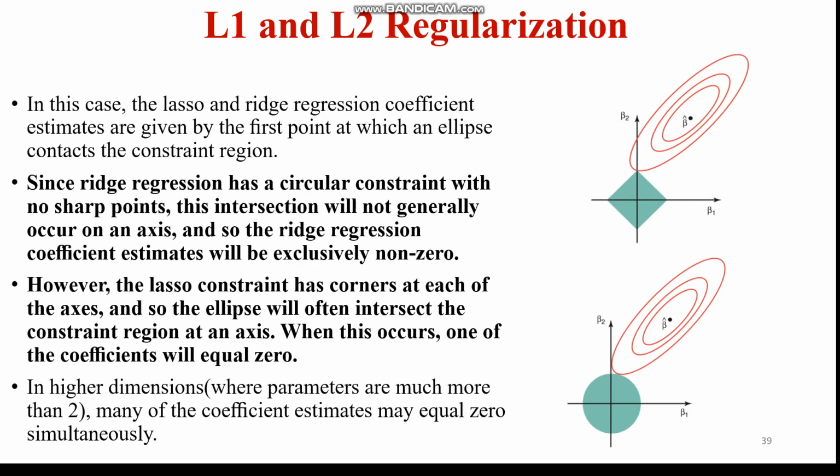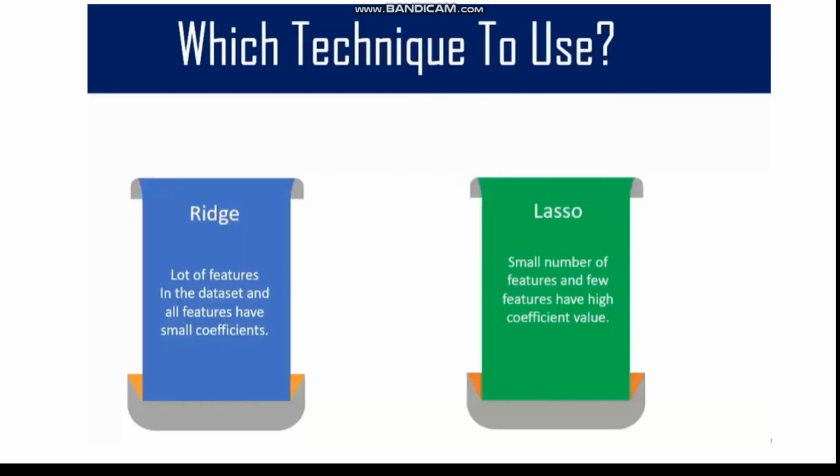Ridge regression has a circular constraint with no sharp points, and this intersection will not generally occur on an axis. And so the ridge regression coefficient estimates will be exclusively non-zero. The lasso constraint has corners at each of the axes, as we can see, and so the ellipse will often intersect the region at an axis. In higher dimensions, many of the coefficients may be equal to 0.